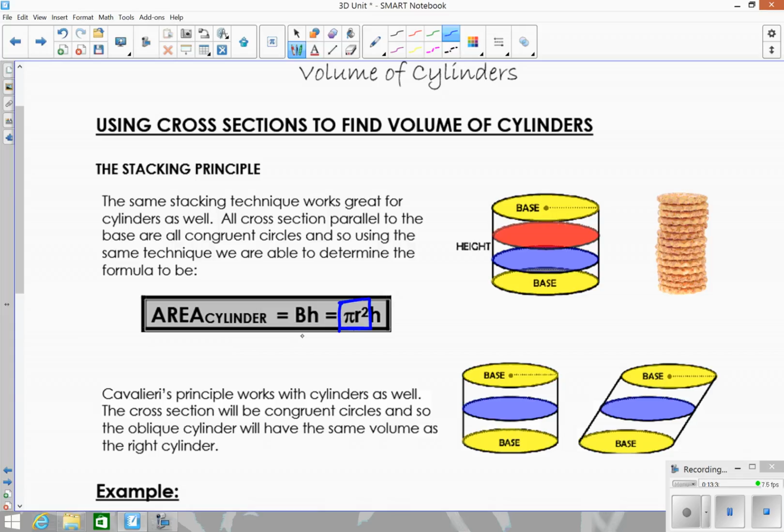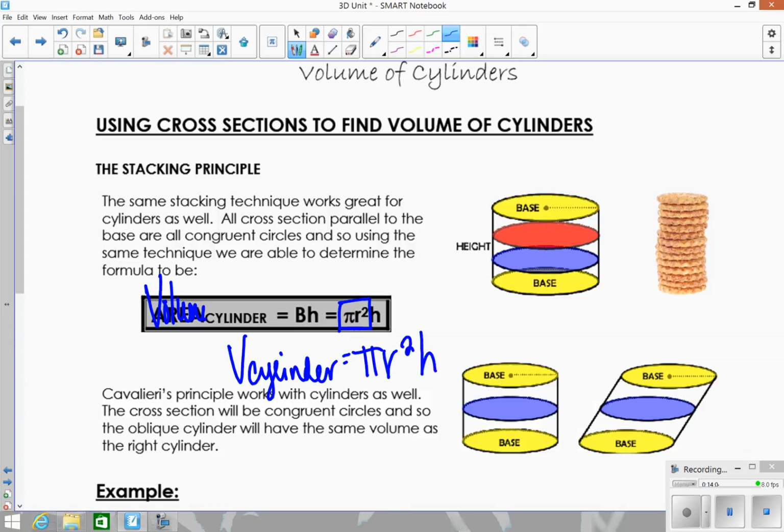So instead of saying big B or capital B times H, the area of the base times H, we just use the area of a circle formula, pi r squared times H. Since volume, this should say volume of a cylinder, since the base will always be a circle, the formula for a cylinder will never change. It's always just going to be pi r squared times the height.